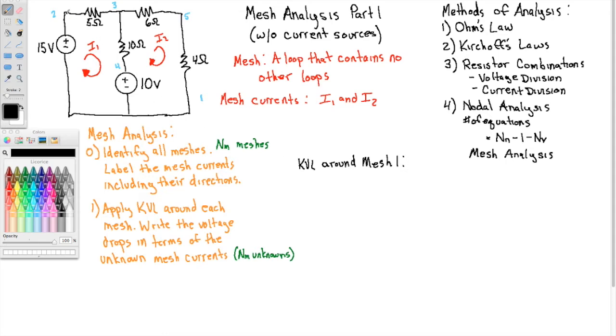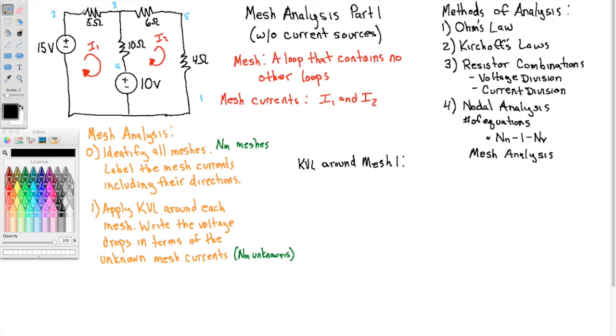Alright, so I like to start at the top left and work my way around the mesh. Wherever you start is up to you, it doesn't matter. But stay consistent. So I'll start here, node 2, and I'm going to go in the direction, now this is important, go in the direction that you've chosen for your mesh current. So I've chosen clockwise, so I'm going to start at the top left, and I'm going to go clockwise around mesh 1, in the direction of I1. So the first thing I get is this 5 ohm resistor, and I want to write the voltage drop across it, in terms of the mesh current.